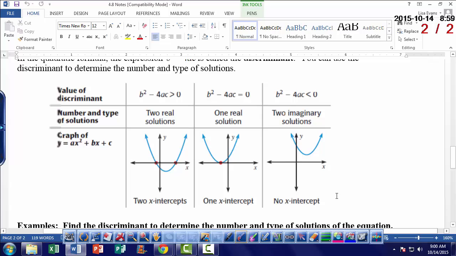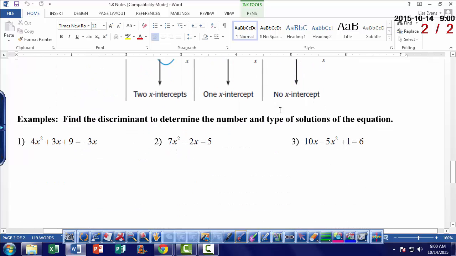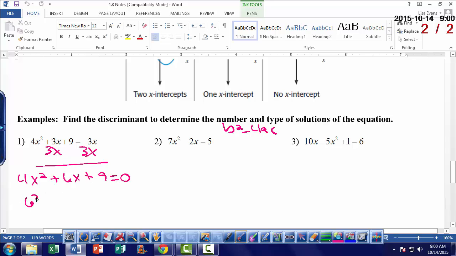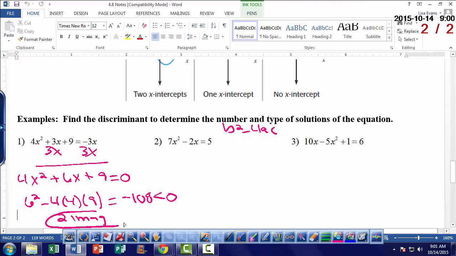So we're just going to go ahead and practice the number and type of solutions by doing b squared minus 4ac. In order to do that, we need to make sure the equation equals 0. So here we're going to add 3x to both sides. We get 4x squared plus 6x plus 9 equals 0. So b squared, so 6 squared minus 4 times 4 times 9. When I do this math, I get negative 108. Negative 108 is less than 0, so I want you to write 2 imaginary. This is what I want to see as your answer.